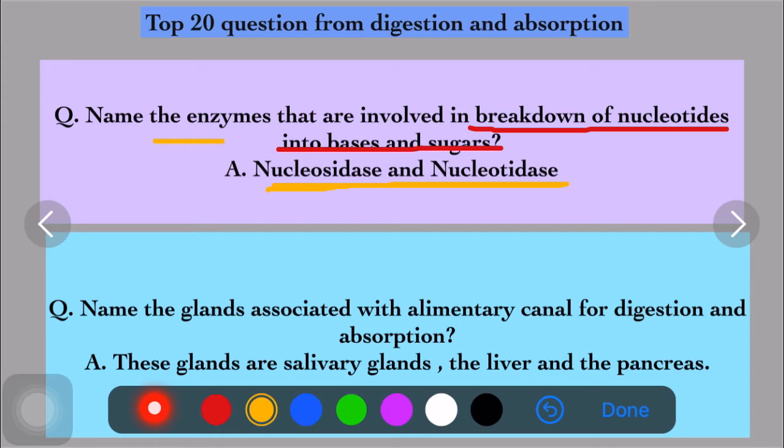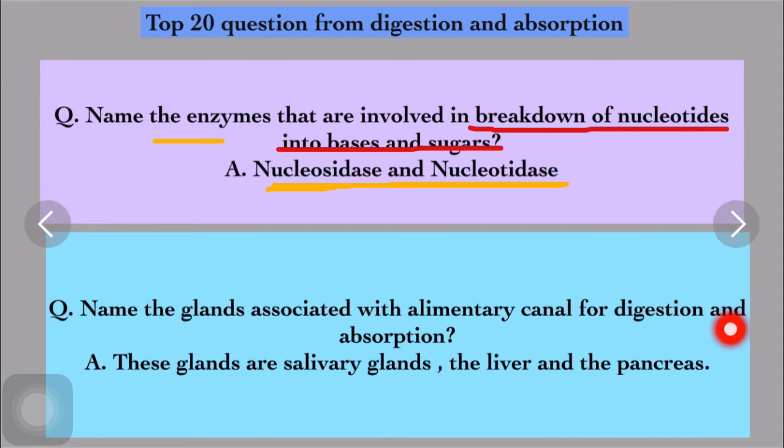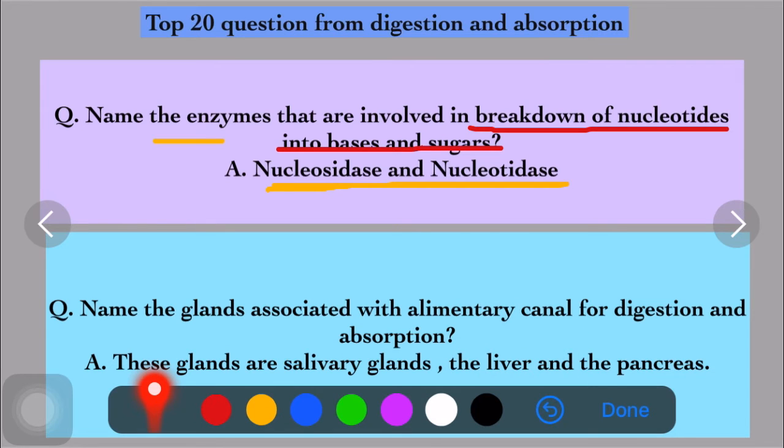Another question which follows the previous question is, name the glands associated with alimentary canal for digestion and absorption. So the glands which are associated with the alimentary canal for digestion and absorption are the salivary gland, the pancreas and the liver. Out of them, liver is the largest gland in the body.